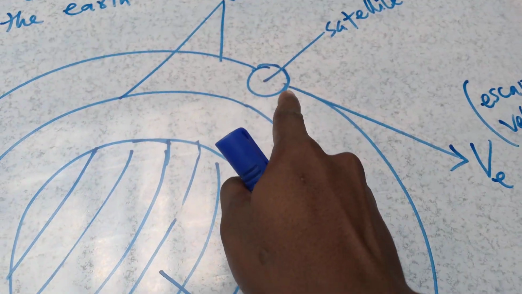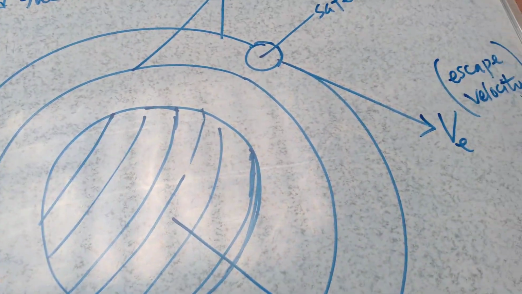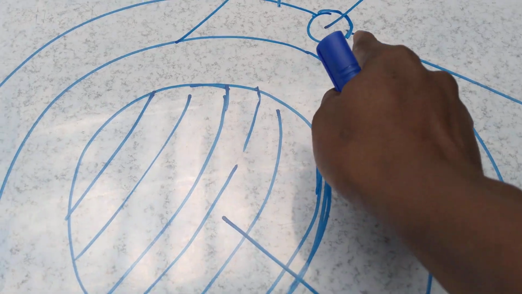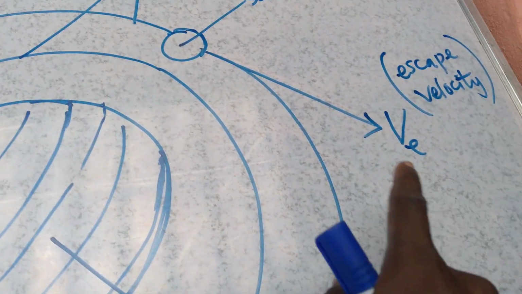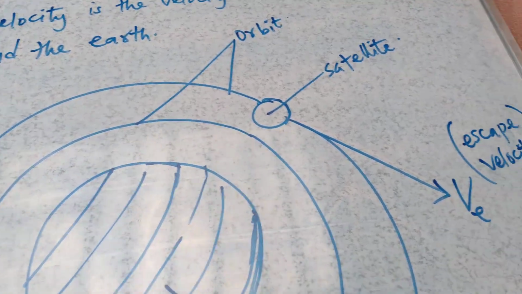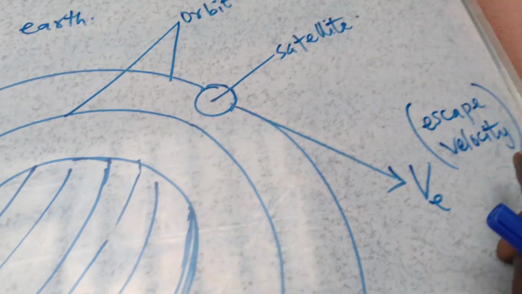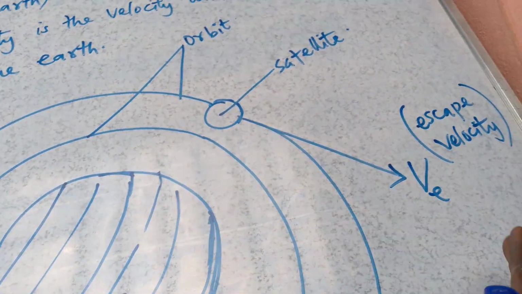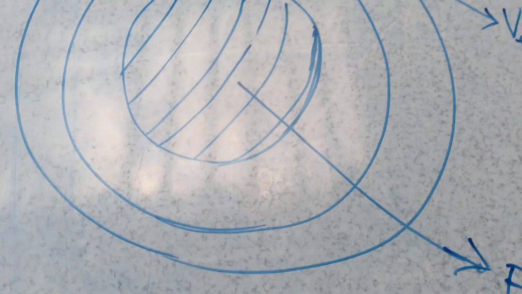And you see the escape velocity here. It tells us that at some point it will move tangentially. This is at a tangent. The escape velocity moves at a tangent. It escapes from the Earth's gravitational influence. The escape velocity moves tangentially, escaping from the gravitational influence of the Earth.